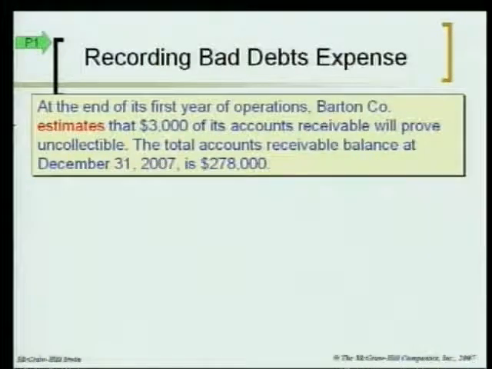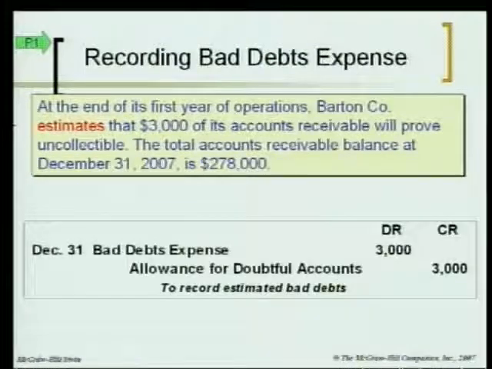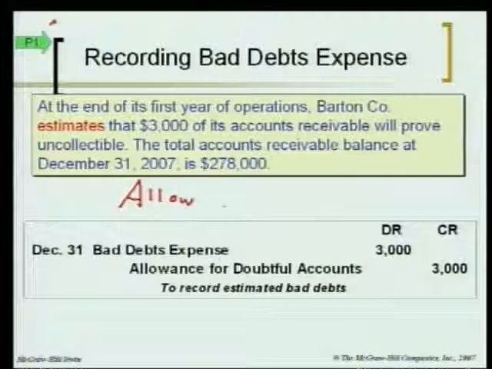For example, at the end of its first year of operations, Barton Company estimates that $3,000 of its accounts receivable will prove to be uncollectible. The total AR balance at December 31, 2017 is $278,000. Okay, this is the allowance method. This is the entry that we make when we estimate bad debt expense. We debit bad debt expense and we credit an account called allowance for doubtful accounts.